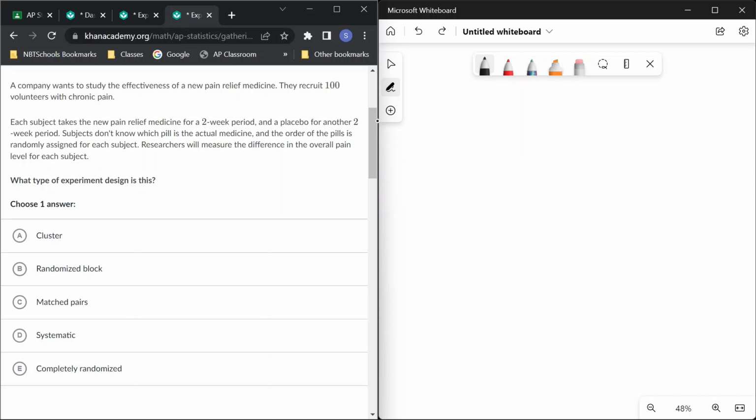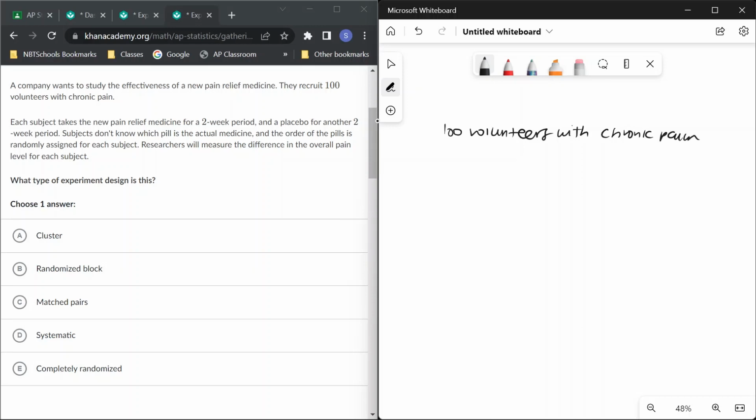Okay, a company wants to study the effectiveness of a new pain relief medicine. They recruit 100 volunteers with chronic pain, which makes sense because they want things to be as the same as possible. Each subject takes the new pain relief medicine. Is this matched pairs? I think it's matched pairs, because if you can't draw it, it's matched pairs.